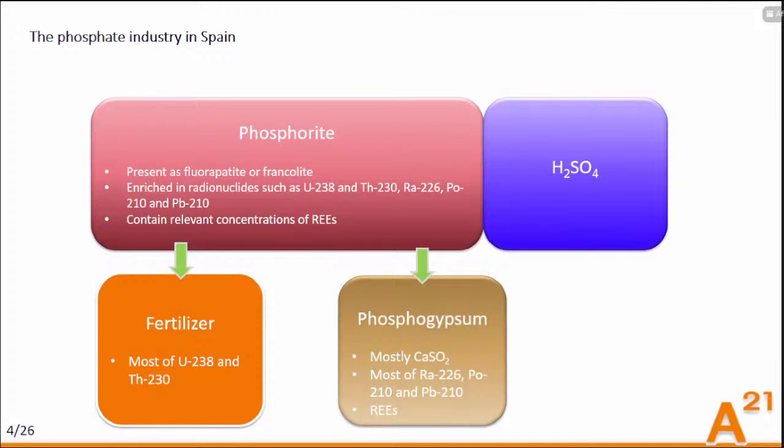products. In the case of the sulfuric acid way, we have the phosphoric acid, which is then turned into fertilizer, in which most of the uranium and thorium is partitioned into the phosphoric acid, while the phosphogypsum is mainly composed of gypsum. It has around 95–96% of gypsum, and most of the radium, polonium, and lead are fractionated into the phosphogypsum, as well as the rare earth elements.